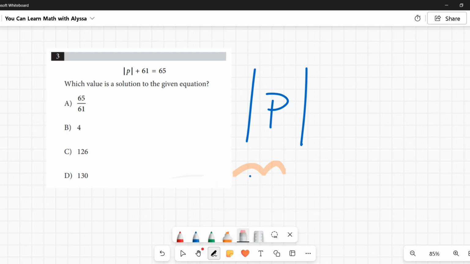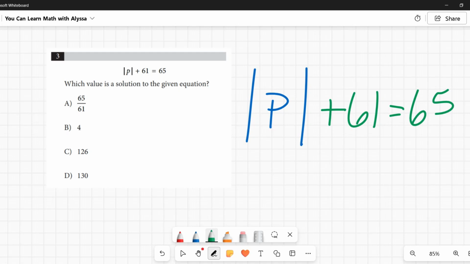In practical terms, what you're going to use this for, it means make it positive. It means if p was positive, it stays the same. If p is negative, it becomes positive when you take its absolute value. So anytime you're solving an absolute value equation, you have to account for both options. What if p is positive? What if p is negative? And solve for both.